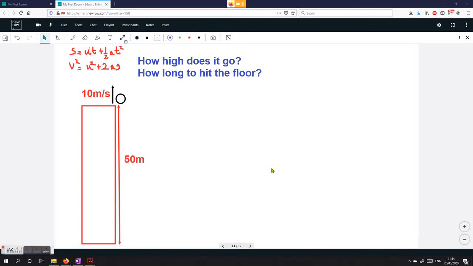So we have a ball at the top of the building that we're going to throw straight up at 10 meters per second. We want to know how long it takes to hit the floor. So we have to consider the motion in two halves. Firstly, we'll find how high it goes. To do this, we write out the initial and ending conditions for this bit of the journey.